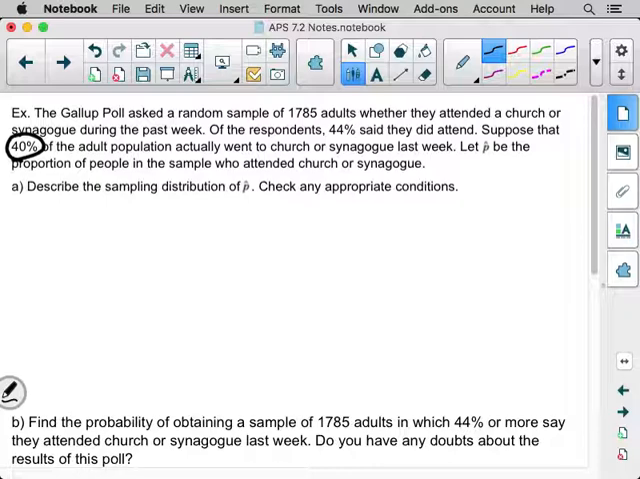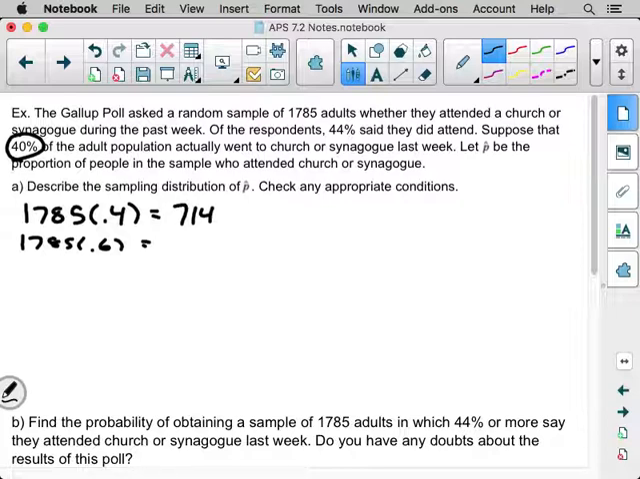So to assess if this is normal, that's where we have to check this: the sample size times that proportion, and the sample size times the opposite of our proportion, if those are both big enough. In this case they really should be, but we still need to show the numbers. 714 and 1071. So can we say that this sampling distribution is approximately normal? Yes. Why? Because they're both at least 10.